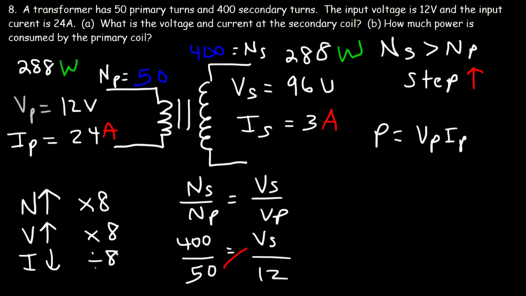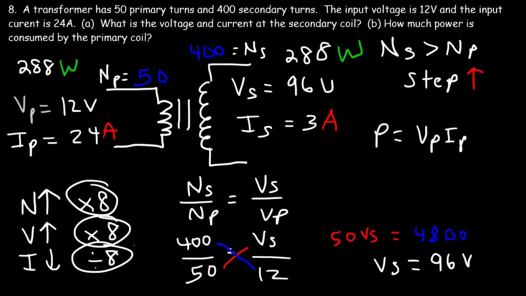Let's cross multiply. So this is going to be 50 Vs is equal to 12 times 400. 12 times 400 is 4,800. And to solve for Vs, divide by 50. 4,800 divided by 50 is 96. So that's how you can use the formula to find Vs, because sometimes the numbers may not be as nice as the whole number that we have here.